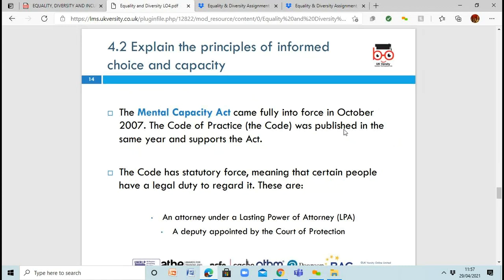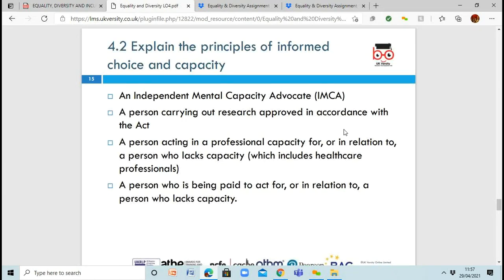So it came into force in 2007, and it is part of the Code of Practice. This code has a statutory force, so it means that certain people have a legal duty to regard it, and these are an attorney under a lasting power of attorney, an LPA, a deputy appointed by the Court of Protection. So these people have to make sure that this is enforced. So an independent mental capacity.